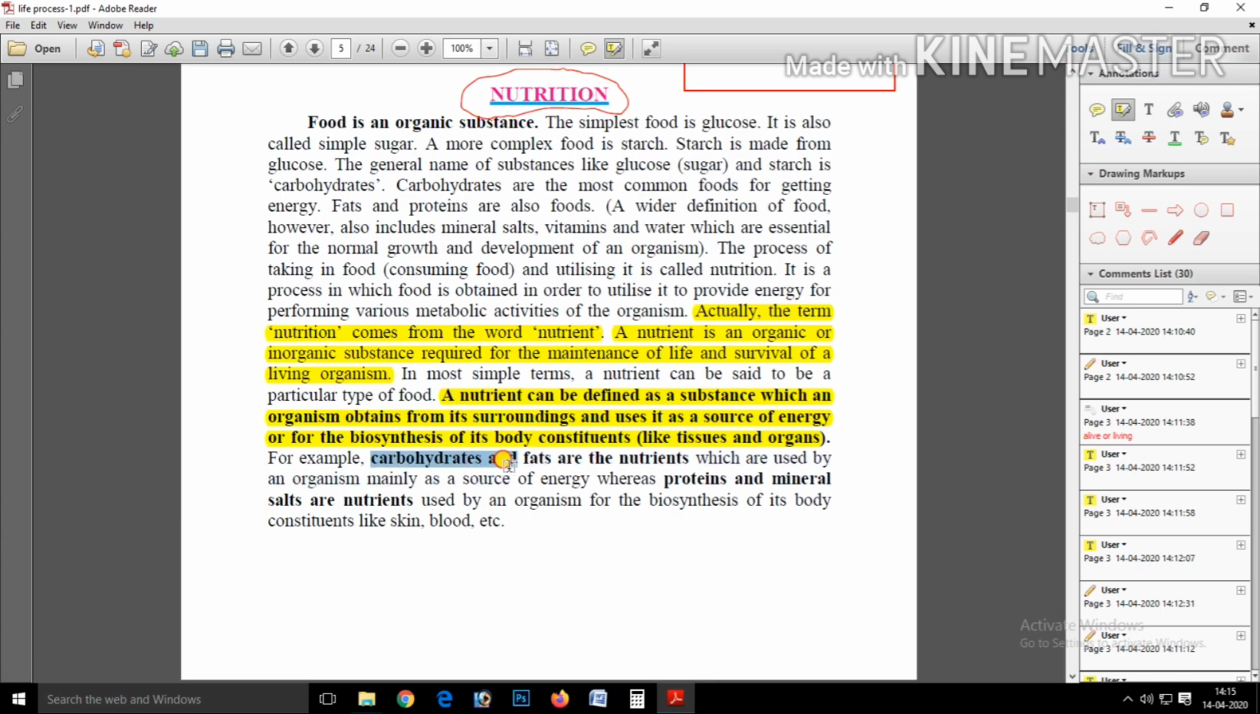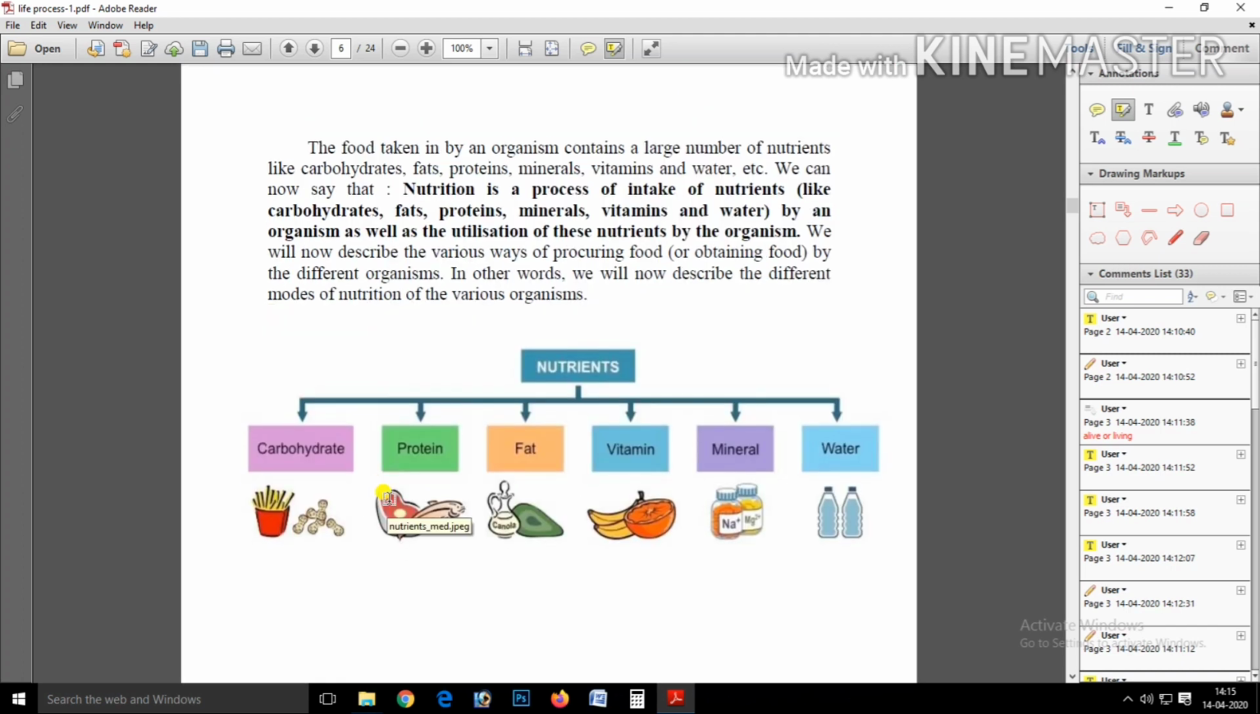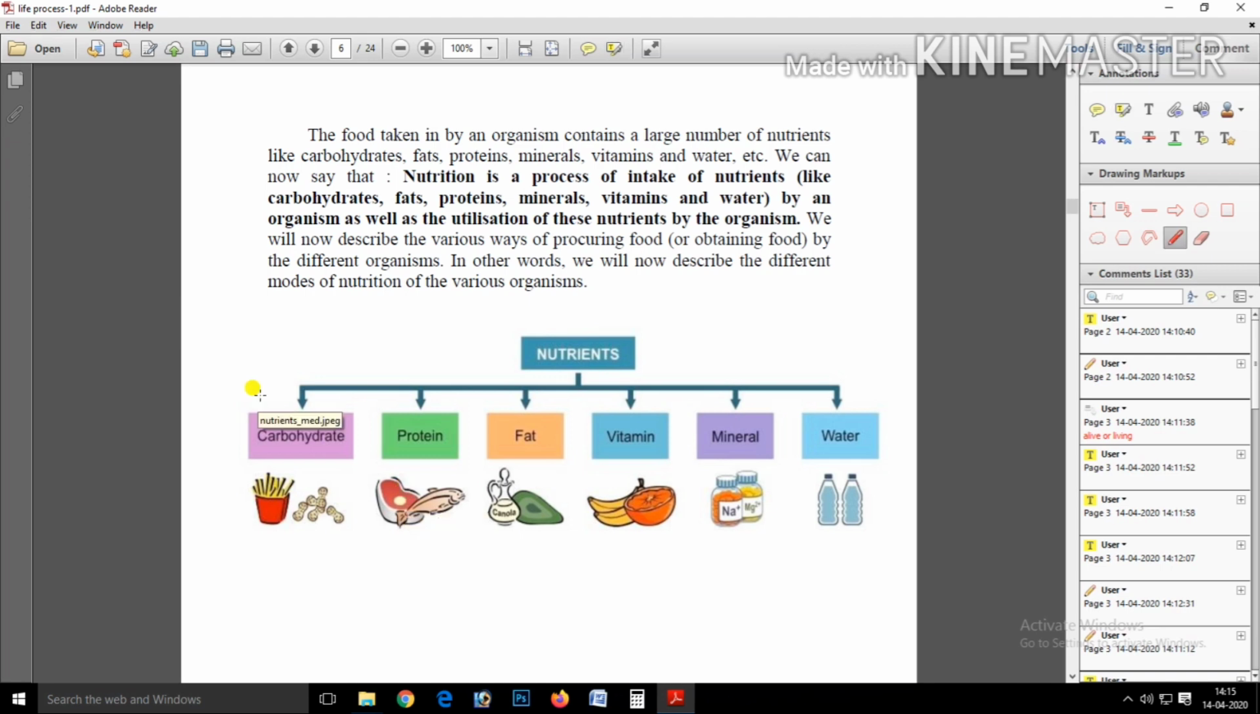We all know about the nutrients. We have been reading this since smaller classes. Now you can see here various food resources containing various nutrients. So we can say the definition of nutrition is such way that nutrition is a process of intake of the nutrients, that means carbohydrate, protein, fat, vitamin, all the nutrients. So nutrition is a process of intake of nutrients and proper utilization of these by the organisms.